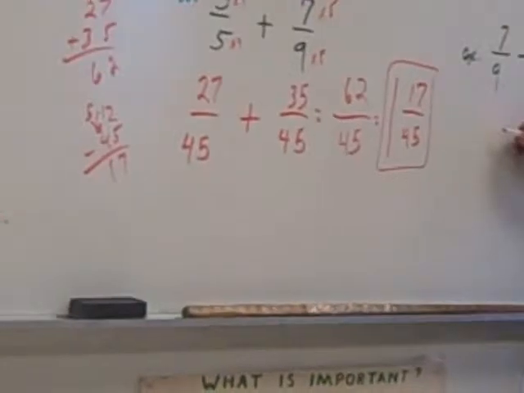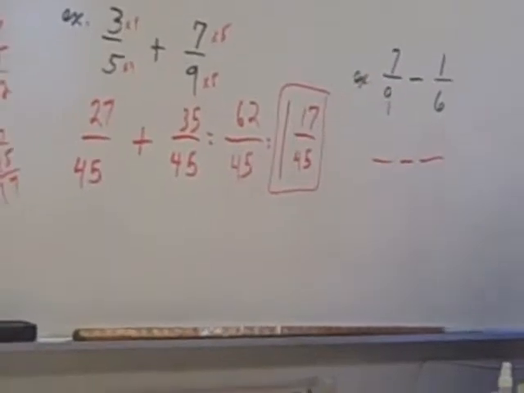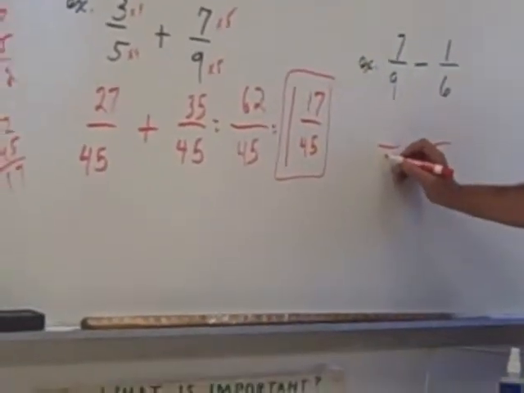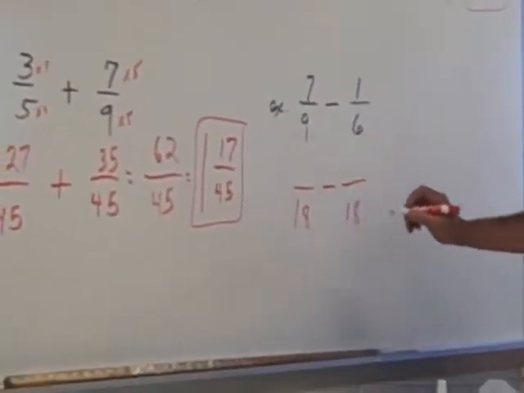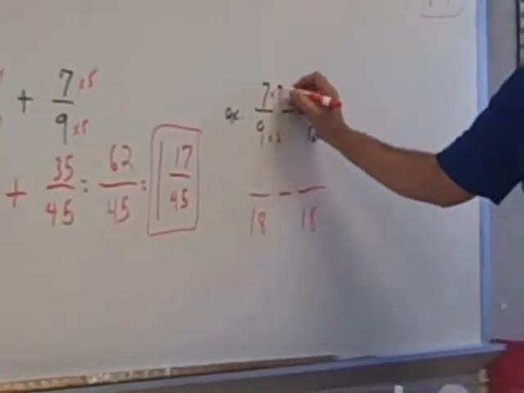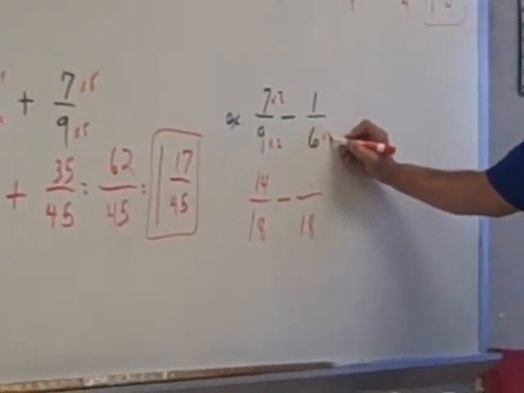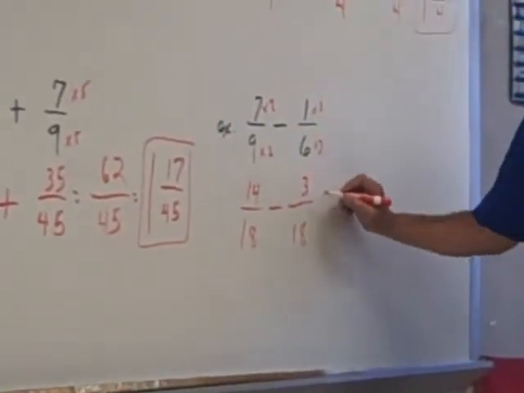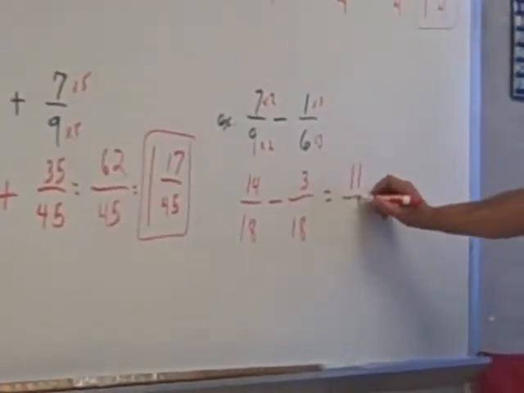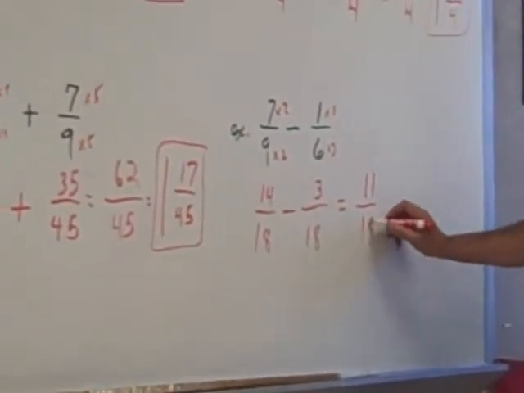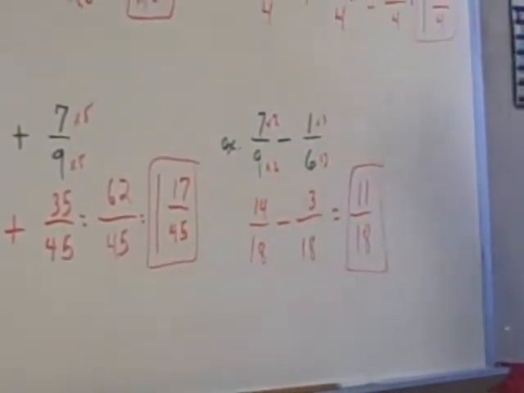Okay, here we go. 54, 12, 36. 18. I like 18. Times 2, times 2: 14. Times 3, times 3: 12. 11 over 18. Can't simplify. No more simplifying, bang bang.